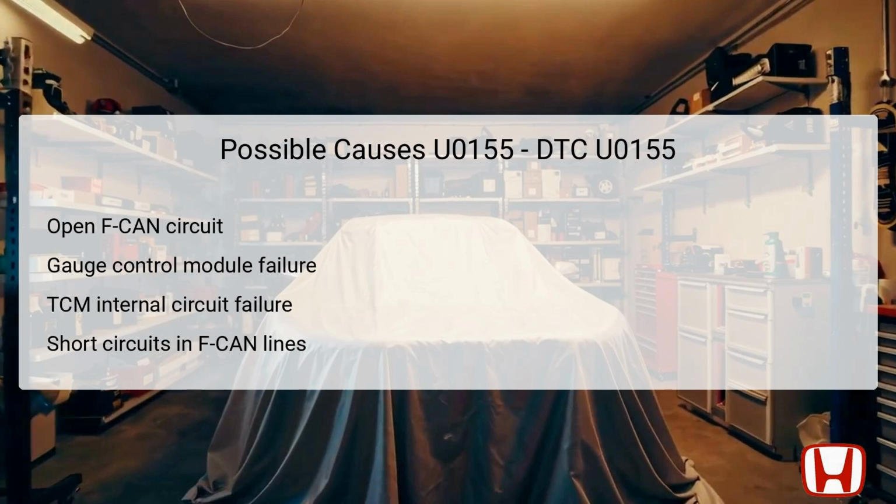An internal circuit failure within the Transmission Control Module, TCM, could also be a fundamental cause hindering effective communication. Furthermore, short circuits in various F-CAN lines, either grounding or otherwise, can create data transmission anomalies, leading to this malfunction. All of these potential causes underscore the need for thorough electrical diagnostics to identify where the fault lies within the system.